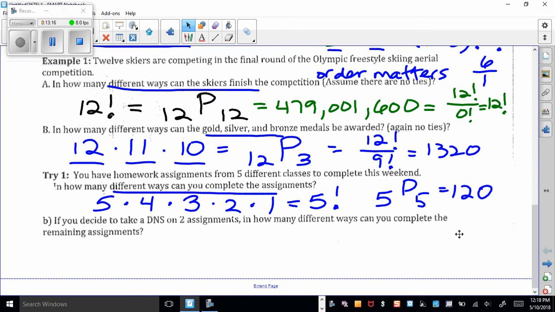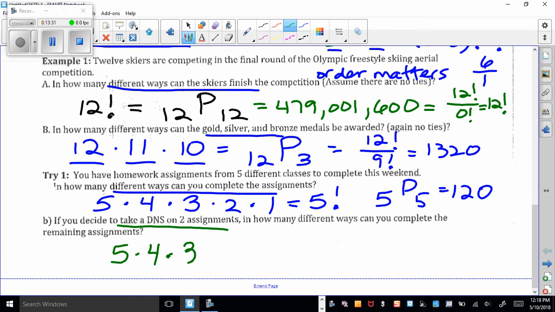Now we're not going to do 2 assignments. We just don't have time. So I'm going to have 5 choices for the first, the second, and the third, but that's all I'm going to do, 3 assignments. So I have 5 things, and I'm taking them 3 at a time. I'm choosing 3 things to do, but order matters, so it's a permutation. That would be 5 factorial divided by 2 factorial.